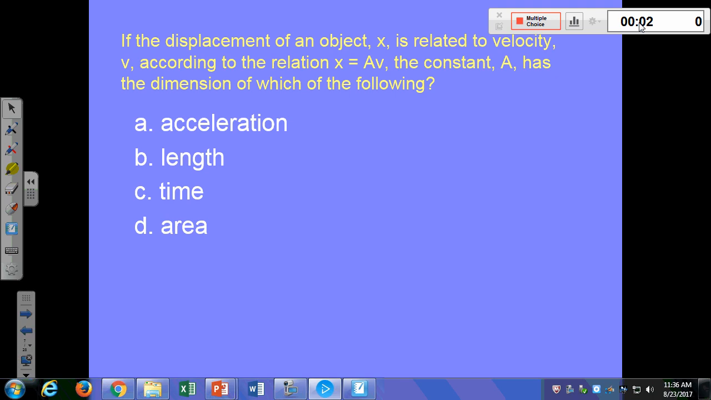All right, so if the displacement of an object x is related to velocity by this relation, x is equal to a times v, where x is displacement or distance in meters, v is speed or velocity in meters per second, then a has the dimension of which of the following? If x is equal to a times v, then what are the units for a? X is in meters, v is in meters per second. So it's similar to what we've done before, but it's also a little different.